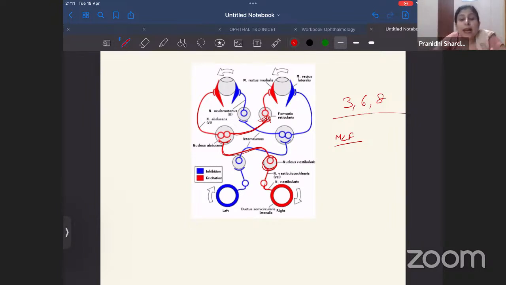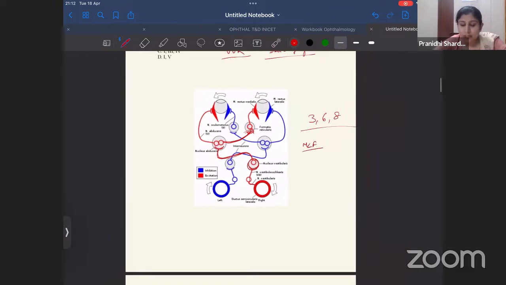Why? Because if my ocular movements do not go to the opposite side, the patient will suffer from diplopia. So to negate the diplopia, whenever we turn our head to one side, the eyes move to the opposite side. So for the movement of eyes to the opposite side, my contralateral sixth nerve, that is the lateral rectus, and ipsilateral third nerve, that is the medial rectus, should get excited.